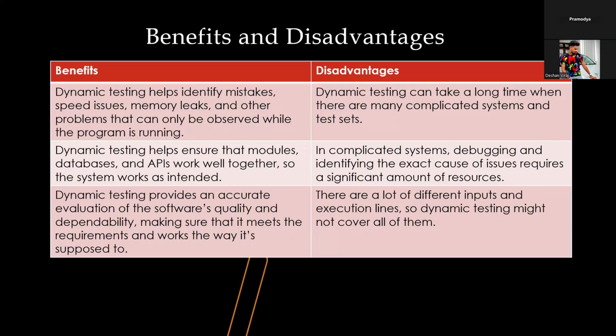And the disadvantages: dynamic testing can take a long time when there are many complicated systems and test sets. Second, in complicated systems, debugging and identifying the exact cause of issues requires a significant amount of resources. Third, there are a lot of different inputs and execution lines, so dynamic testing might not cover all of them.